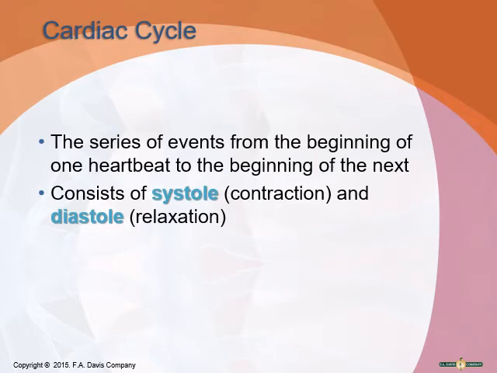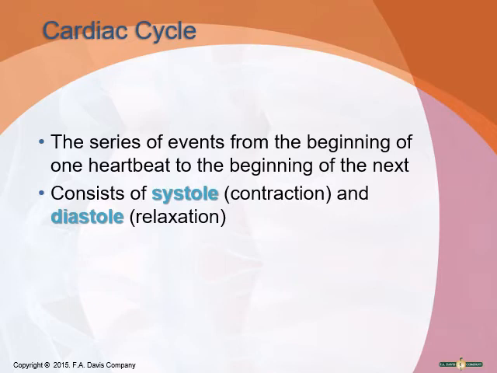Let's combine it all together. The impulse conduction sequence, the contraction, and then the relaxation of the chambers. This series of events, basically what happens from the beginning of one heartbeat to the beginning of the next, is what is known as the cardiac cycle. The two states, which represent contraction and relaxation, are called systole and diastole.